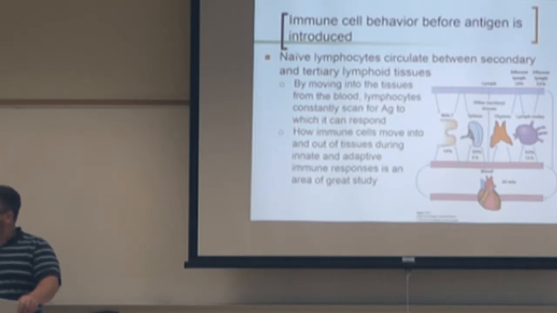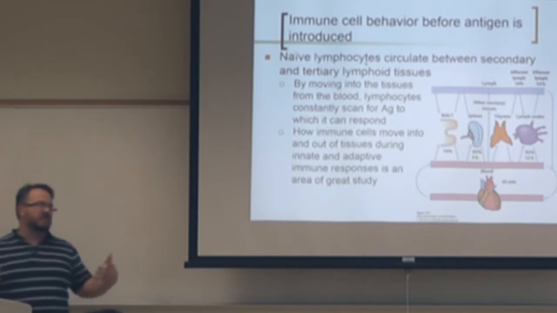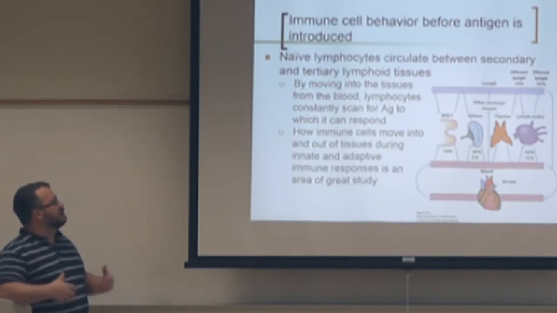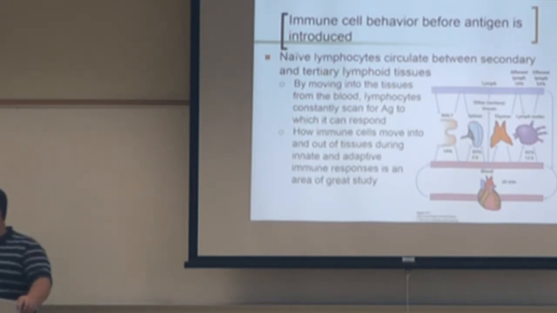So again, remember, we have these naive lymphocytes circulating between the secondary lymphoid organs. They aren't static, they're not just sitting around in lymph nodes, they are circulating throughout the system. We have those that are going to the spleen looking for blood-borne pathogens. The thymus is constantly sending out naive cells, they're going to lymph nodes, they're going to tissues. And so by moving through the tissues and the blood, they're able to scan for antigens.